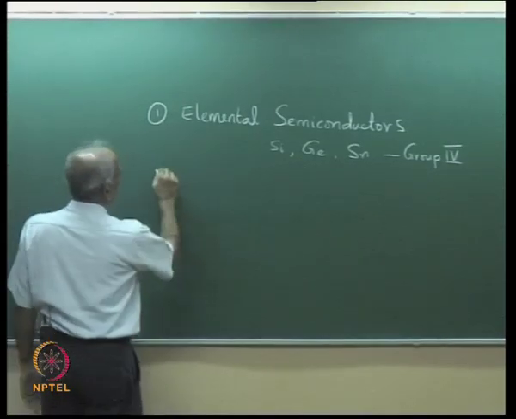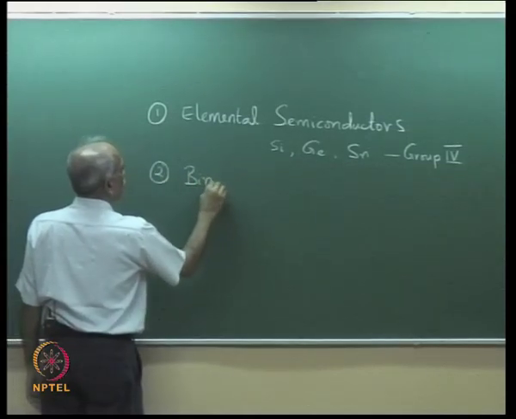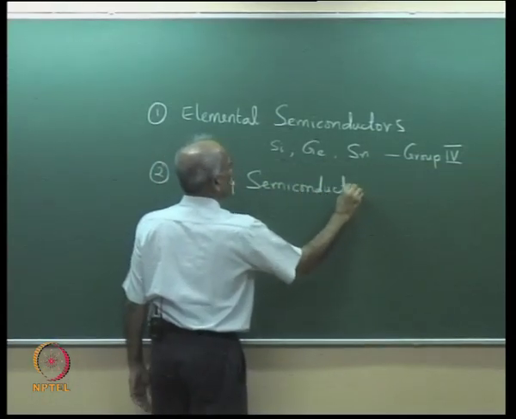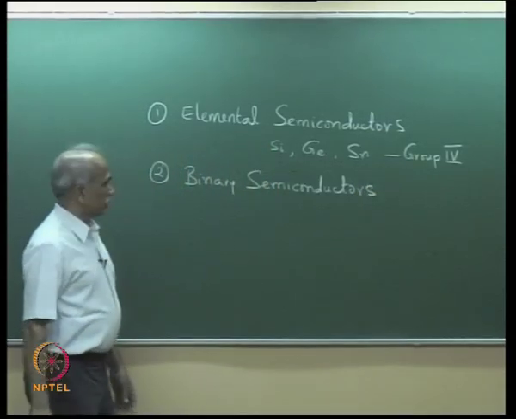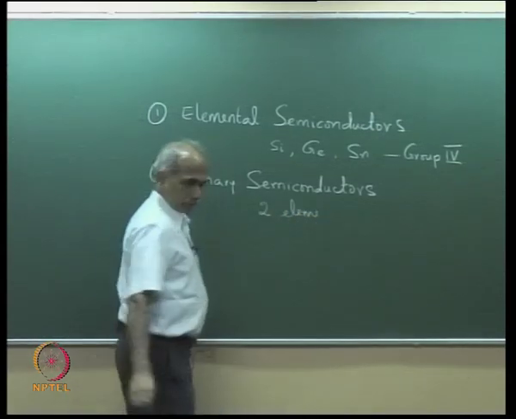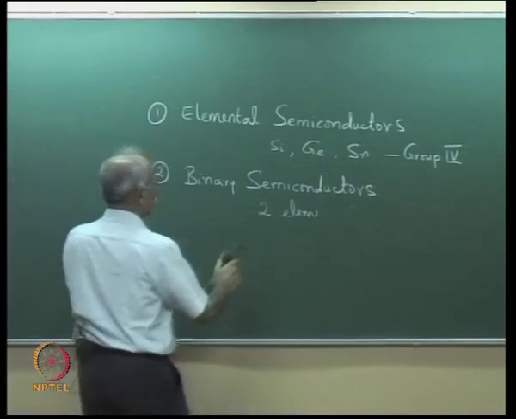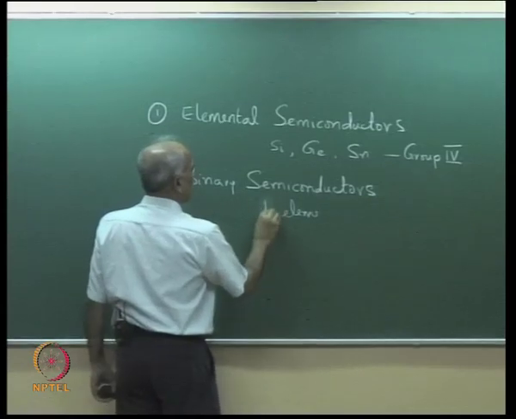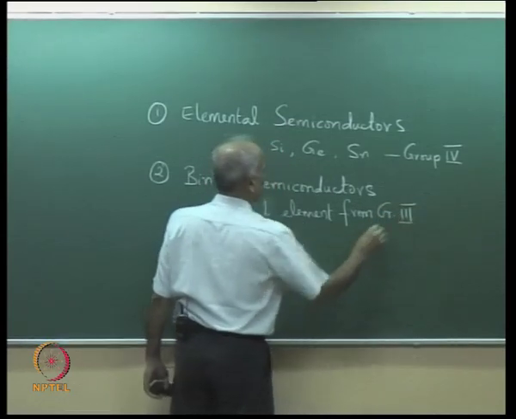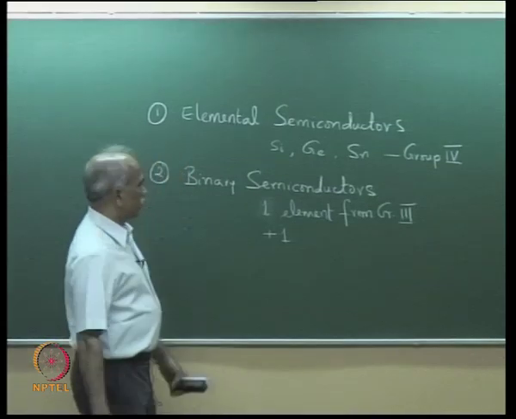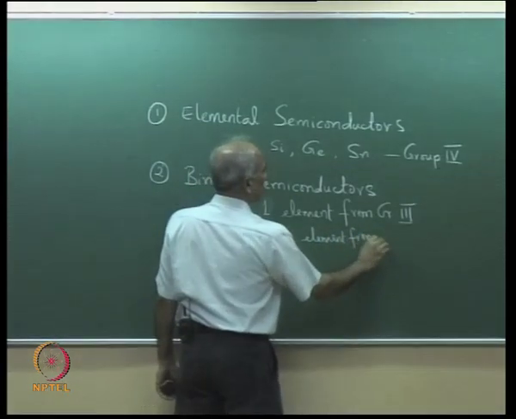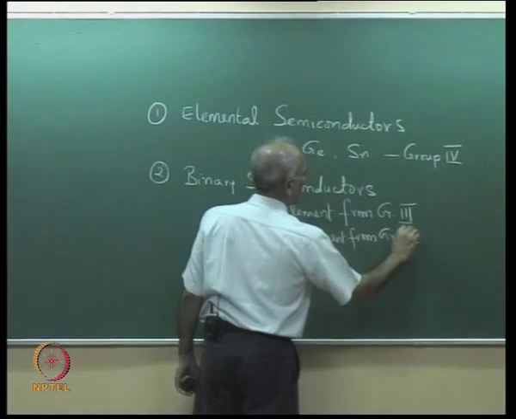We also have binary semiconductors, or compound semiconductors. These are usually a compound formed by one element from group 3 and one element from group 5.